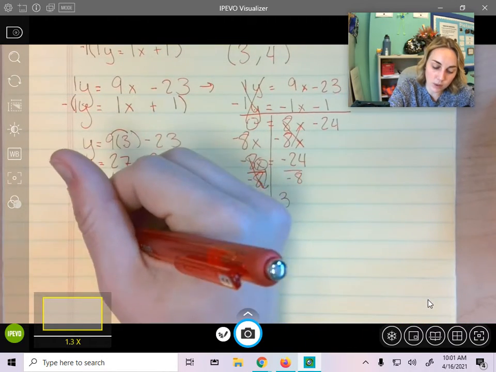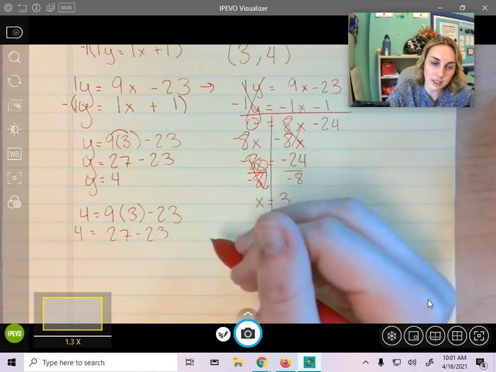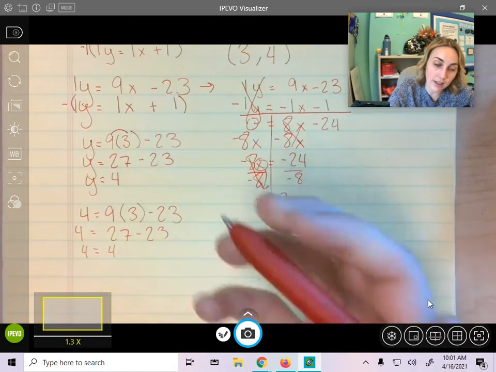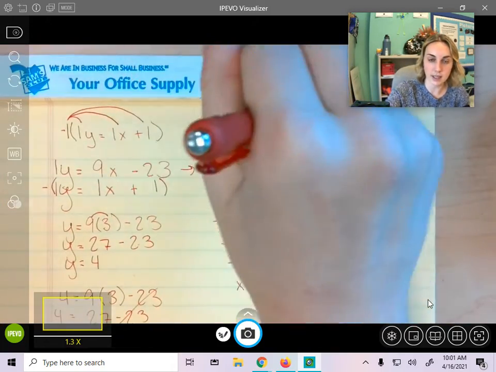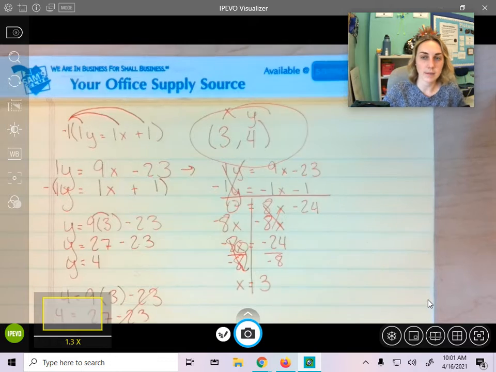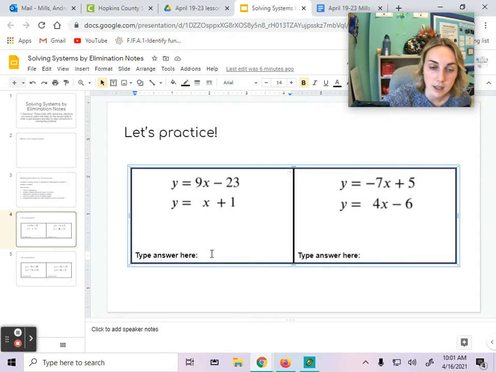So 9 times 3 again was 27 minus 23. Bring down my 4. 27 minus 23 was equal to 4. 4 is equal to 4. So hey, it works out. So my answer is going to be 3 and 4. My x value is 3. My y value is 4. So I'm going to go back to here and say my answer is 3 and then 4.